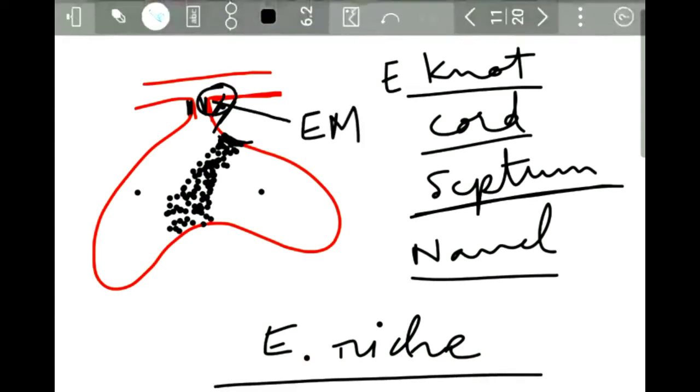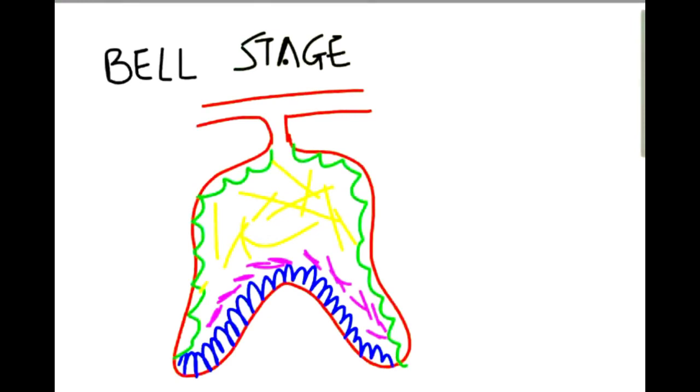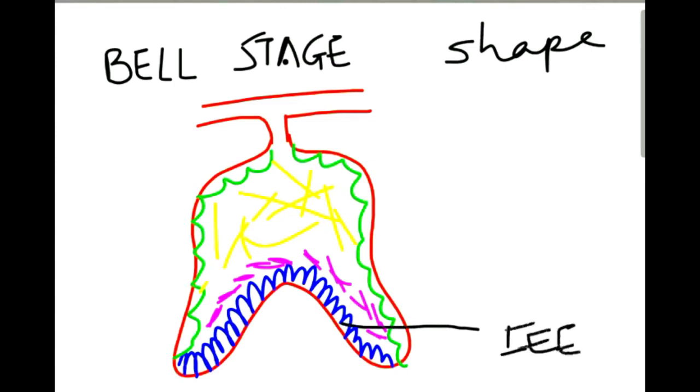Now, let's come to the bell stage. In the bell stage, the crown shape is determined. When we see the bell stage under light microscopy, we can appreciate four types of cells. The inner enamel epithelial cells, which line the concavity of the bell. These are tall columnar cells which in future differentiate into ameloblasts.